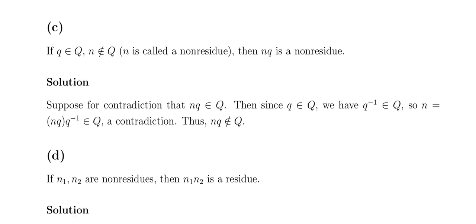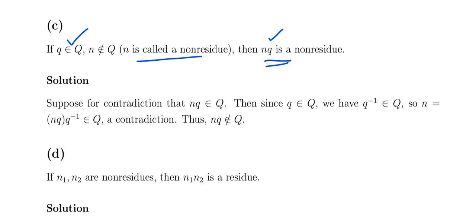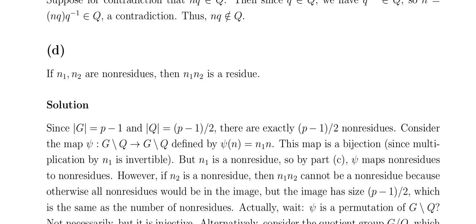If q belongs to Q and n does not belong to Q, then n is called a non-residue. Then nq is a non-residue. If q is a residue and n is a non-residue, then nq is a non-residue. If n1 and n2 are non-residues, then n1 times n2 is a residue.